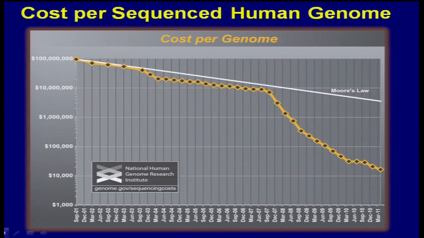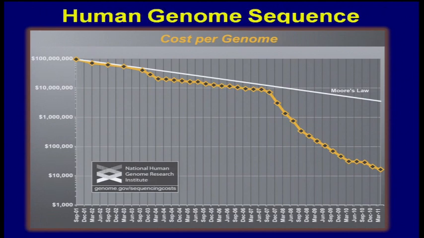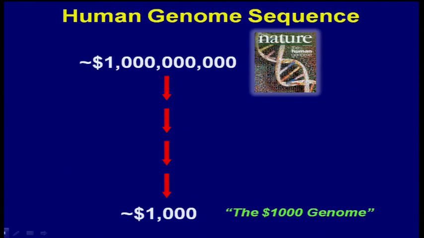And ever since then, they have blown Moore's Law out of the water, and they continue to do so to the present time. Now, you may be asking me, where are we en route to the $1,000 genome? And what I would tell you is that we're just about there. We're not quite at $1,000, but boy, have we shaved a lot of zeros off of the original price tag.